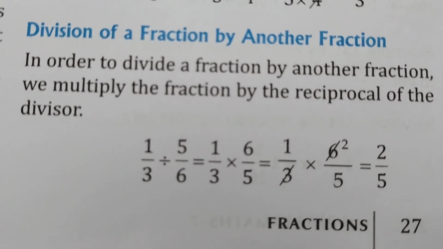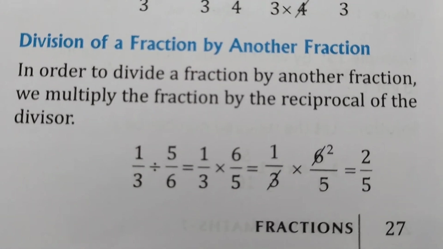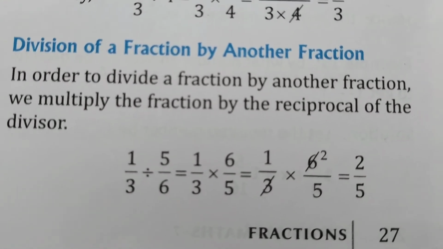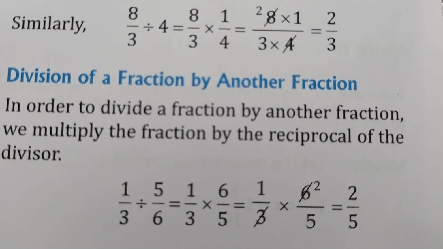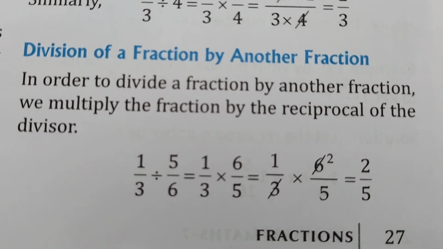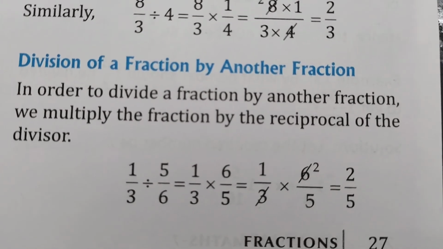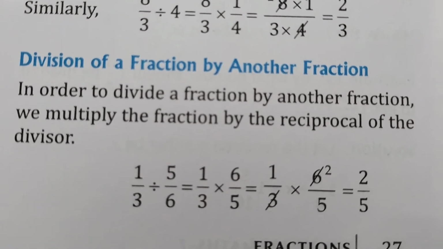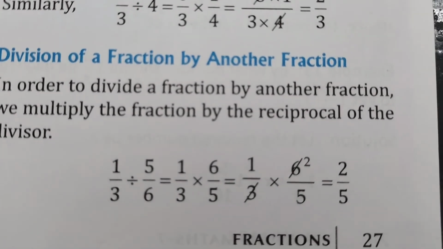1 by 3 divided by 5 by 6. Which is the divisor here? 5 by 6 is the divisor. So 1 by 3 into the reciprocal of 5 by 6, which is 6 by 5. And here terms get cancelled. 3 ones are 3, 3 twos are 6. So the product is 2 by 5. So while dividing a fraction by another fraction, we just take the reciprocal of the divisor and multiply the fraction.